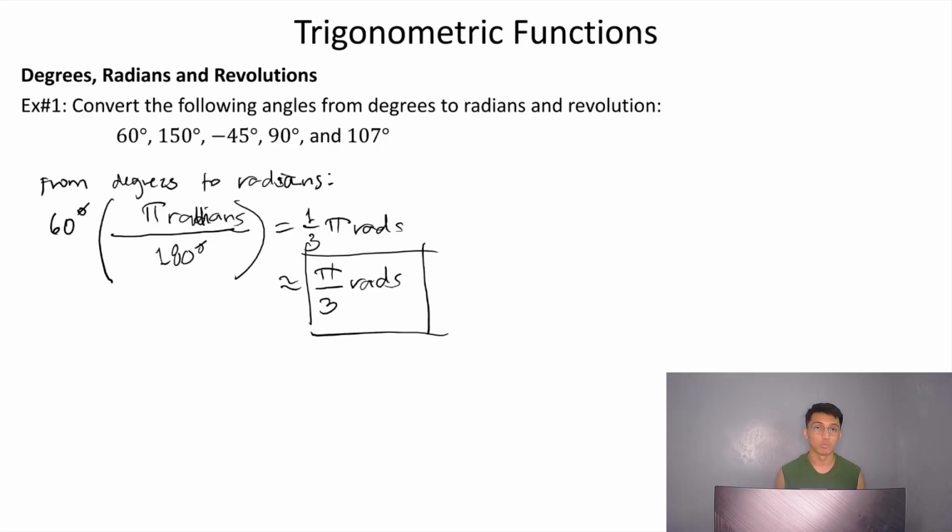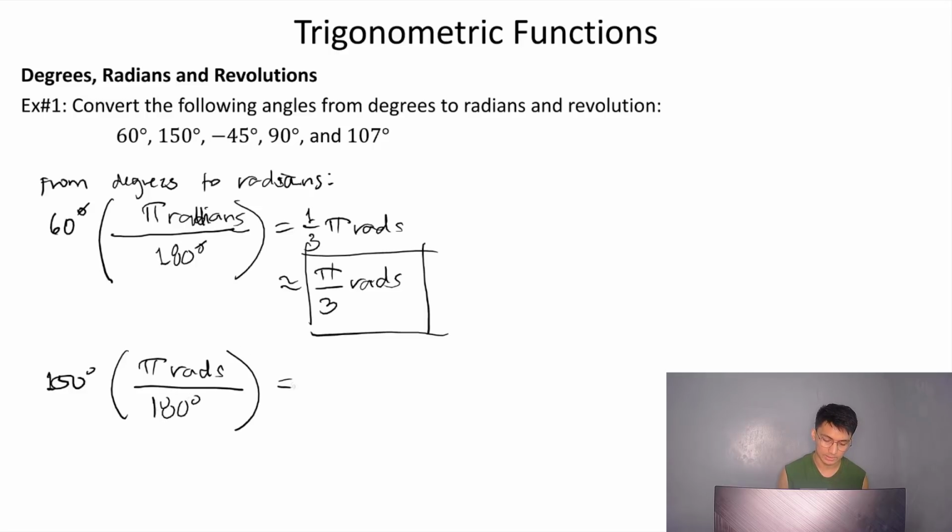Next, we have 150 degrees. For 150 degrees, we do the same thing. We have pi radians, or simply rads if we abbreviate it, over 180 degrees. Now, we can cancel the degrees so that what remains is the radians. 150 over 180, if we simplify it, is 5 over 6 pi radians, or we can rewrite this as 5 pi over 6 radians.